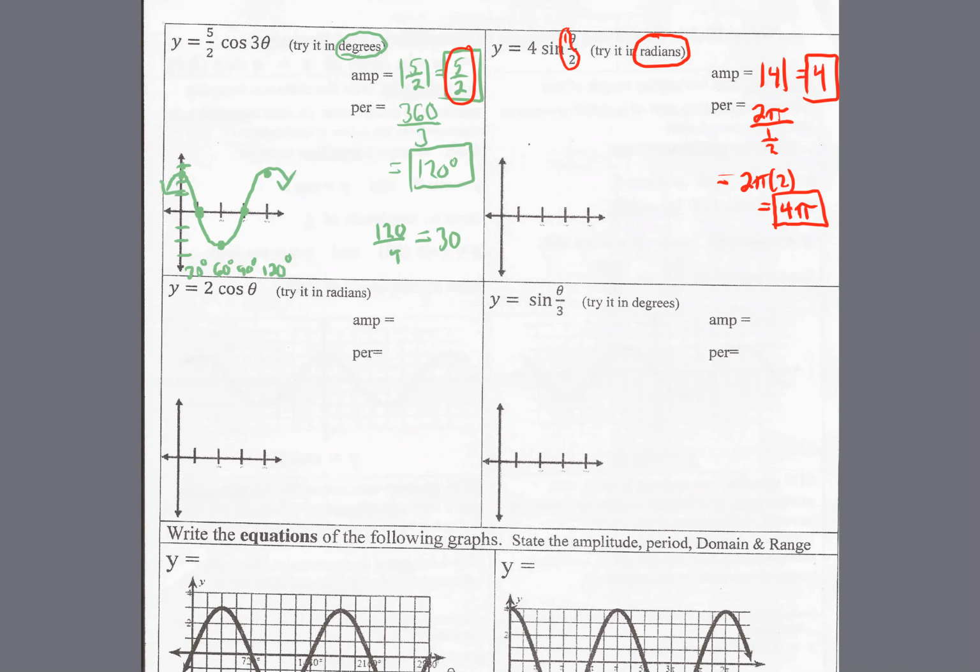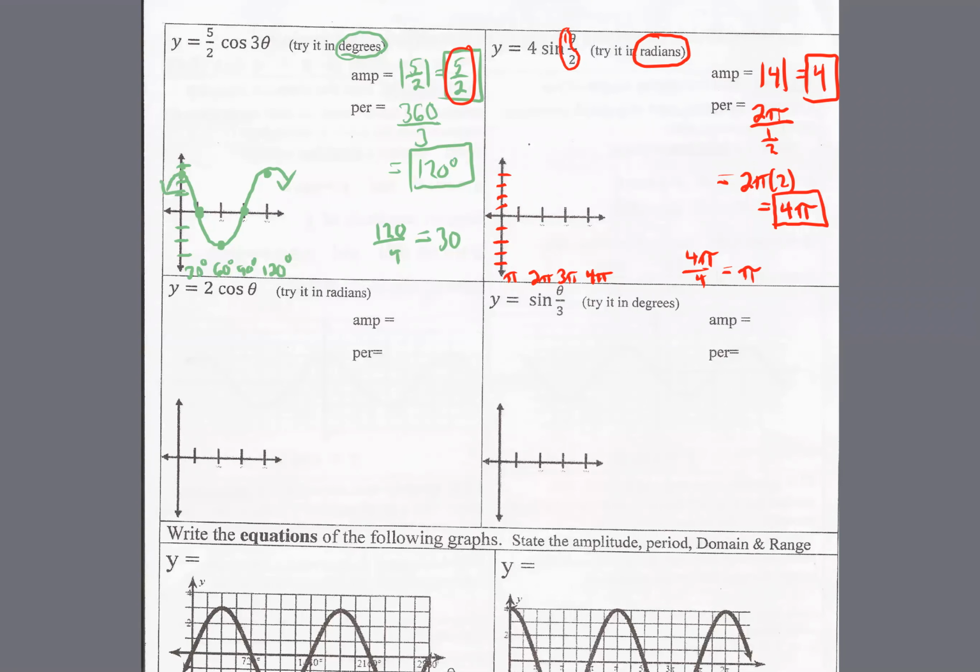And then to label your x or your theta axis, you take your period and you divide by 4. That's going to give you the scale of your horizontal axis. So it's going to go 1 pi, 2 pi, 3 pi, and 4 pi. Because the amplitude here is 4, I'm going to go 4 up and 4 down, so I can locate quickly my max and my minimum points.